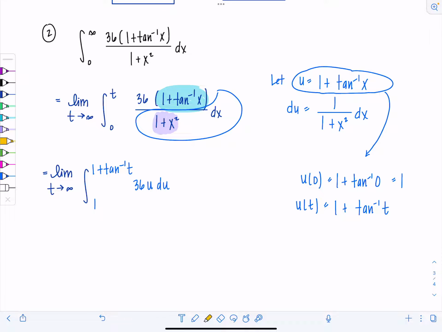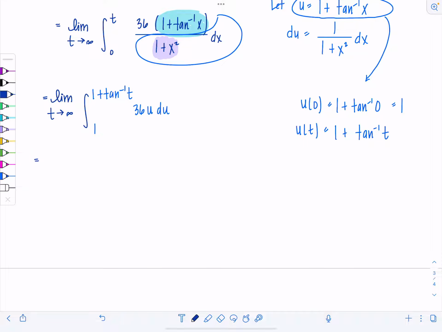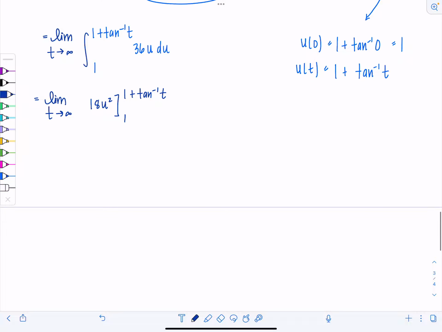Good. Can we integrate 36u? I certainly hope so. Easy breezy, just add 1, divide by the new exponent. So we've got limit t approaches infinity. It's going to be u squared over 2, but since we have that 36 sitting out there, now it's just 18u squared. And this gets evaluated from 1 to 1 plus tan inverse of t. Okay, very nice, very nice.